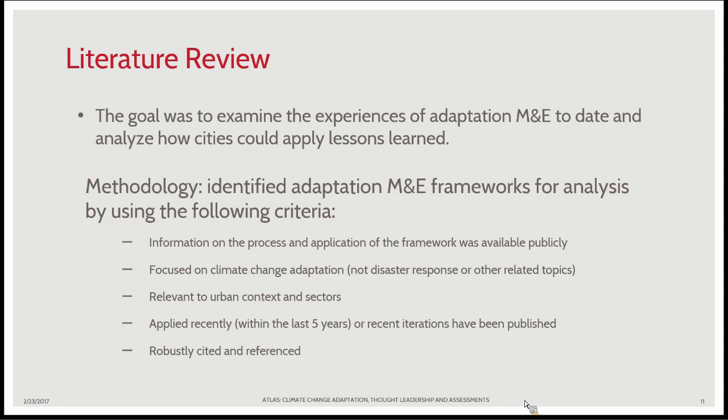We relied on several adaptation M&E framework reviews that have been published and that are cited in the report, which helped us understand what frameworks were out there. And then we applied this methodology and criteria to winnow it down to the ones that we thought would be most relevant for us, looking at ones that had information available publicly that were focused on climate change adaptation instead of disaster response or other related topics, and then looking at ones that we could really pull relevant lessons learned for the urban context and for urban sectors, and then looking at ones that were really robustly cited and referenced and that had been applied recently. So that did narrow down our focus a little bit.